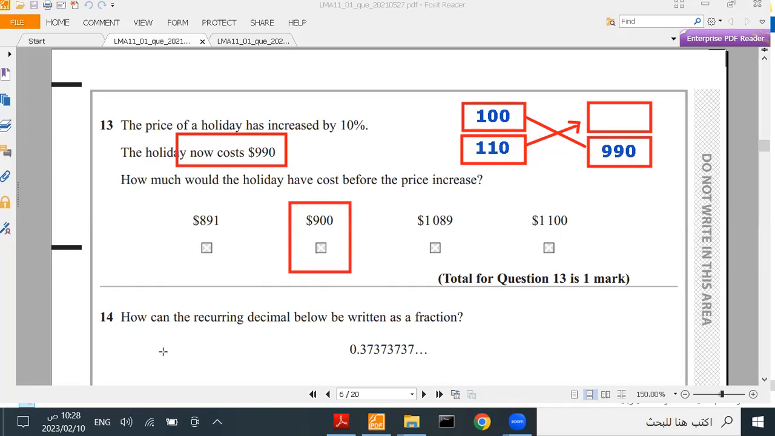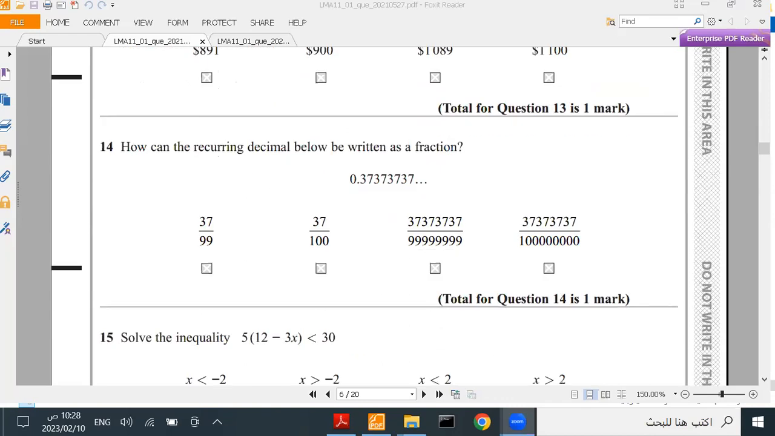Let's move on to the next question. Question 14. Now we're going to turn this into what? We're going to turn it into a fraction.